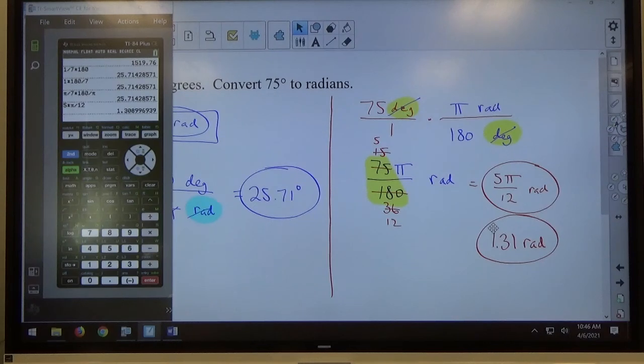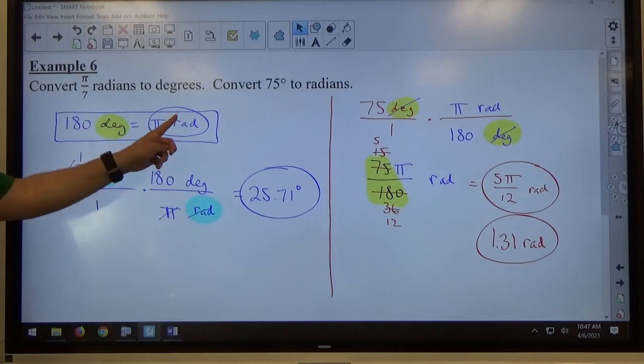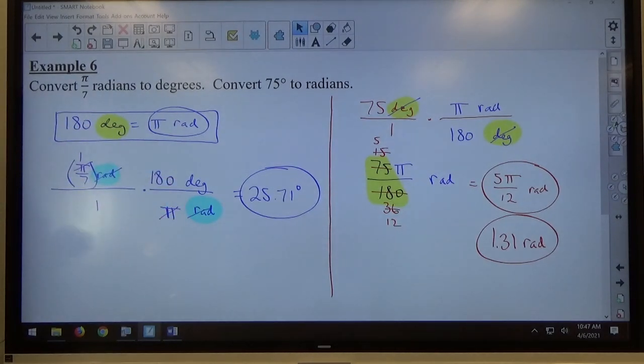And again, it's just a unit conversion problem at heart. So use your 180 degrees equals pi radians correctly, and then just enter it properly in your calculator, hit equals, and it'll spit out the right answer for you.